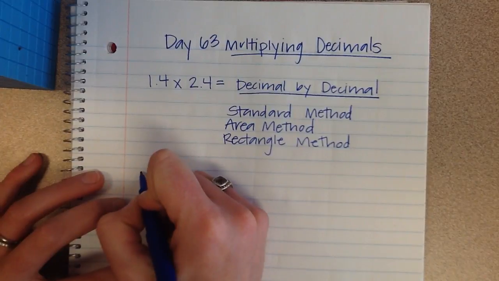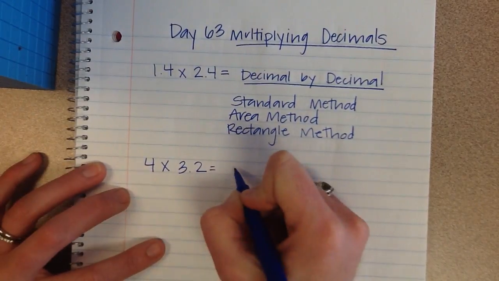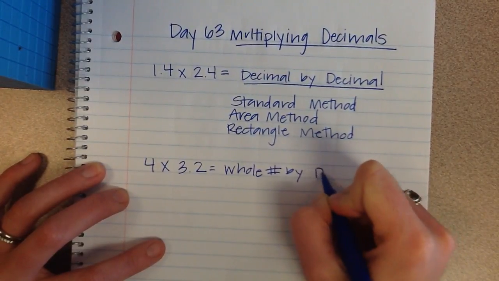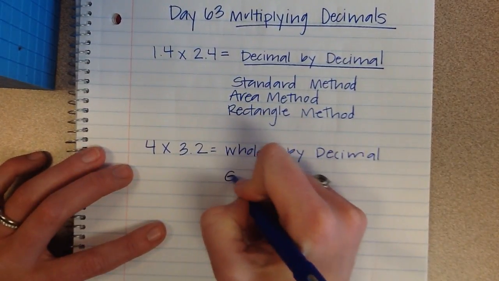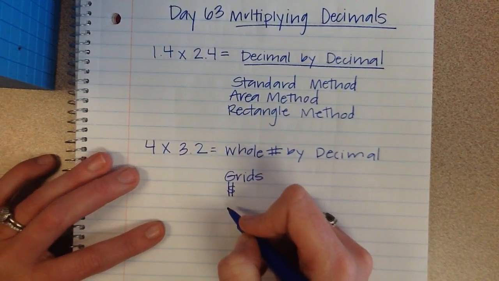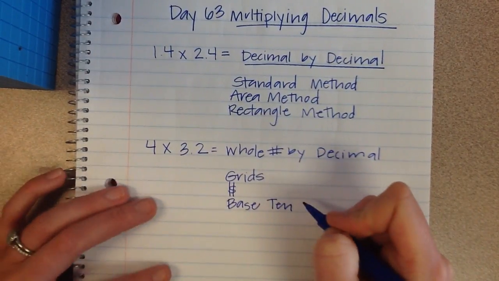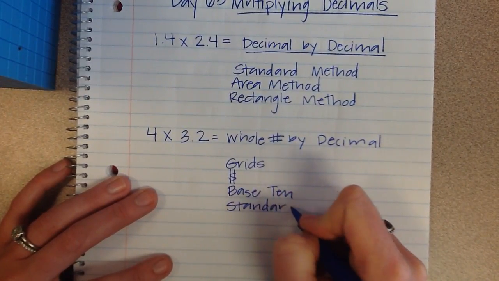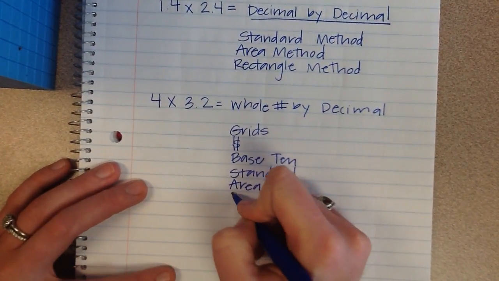If you're doing, say, maybe 4 times 3.2, so that means a whole number by decimal, you could use grids. You could use money. You could use base 10. You could use standard. You could use area. You could use rectangle.